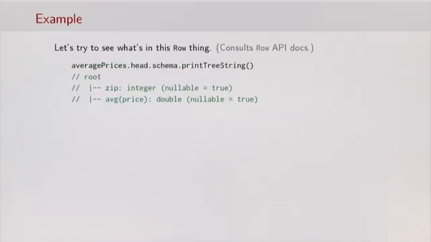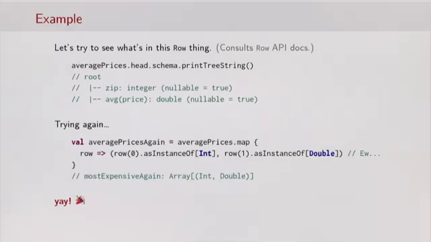Let's try again. Instead of randomly trying different casts, let's look up the API docs for row. Okay, so I can call head on my array of rows, and then once I have a row, apparently there's a method called schema, which gives me the schema, and then I can pretty print it nicely in the form of a tree. Okay, wonderful. So this is my schema. The first element in the row is an integer, and the second element in the row is a double. That's great. Okay, so my average price is this one here. Good to know. Let's try that again. Hooray! Now I've cast this correctly. This is an integer, it matches the first element in the row, and then the second element is a double. Wonderful. It all works.